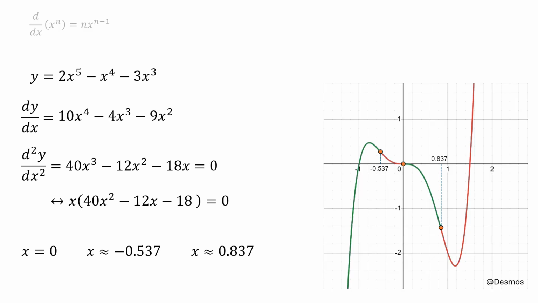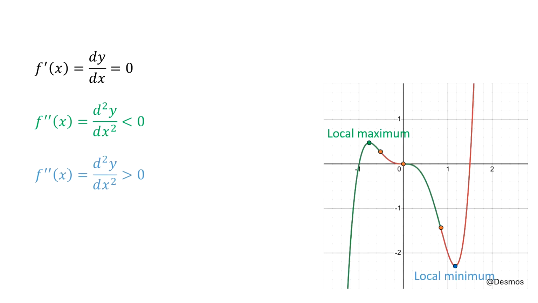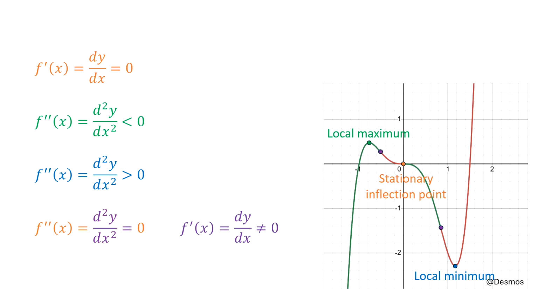So in summary, the first derivative equal to 0 gives us critical points. The sign of the second derivative tells us whether we have a local maximum or a local minimum. An inflection point occurs when the second derivative is equal to 0 and the concavity changes. If the first derivative is 0 at that point, the inflection point is stationary. If it's not 0, then it's a regular inflection point.